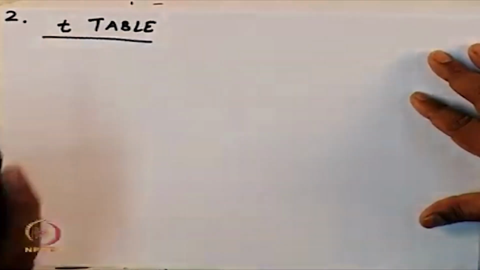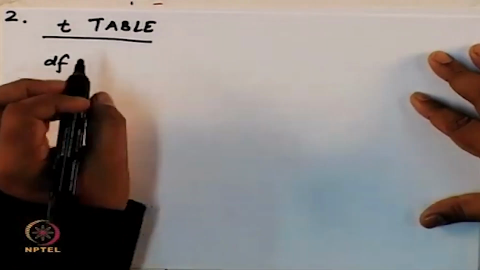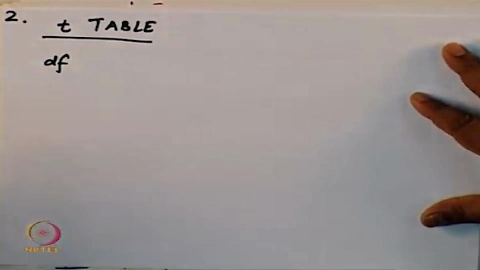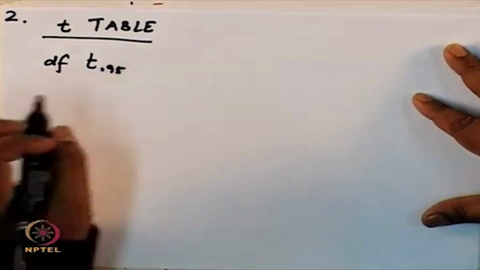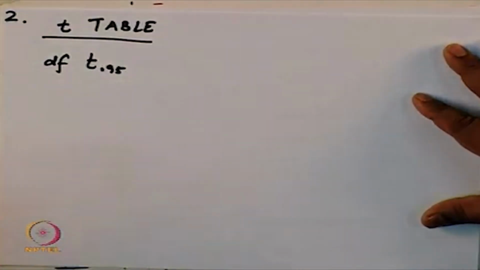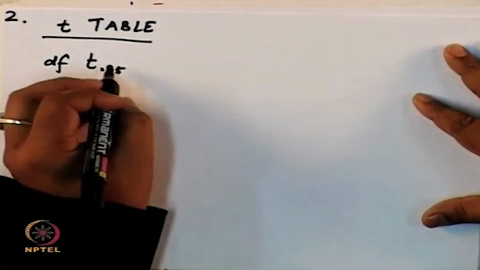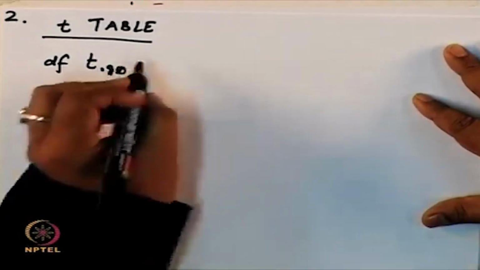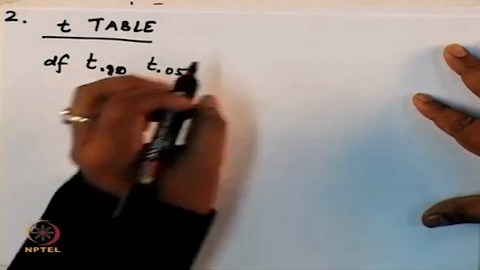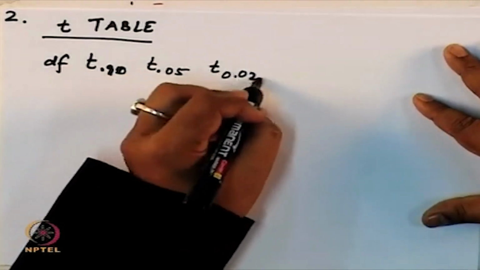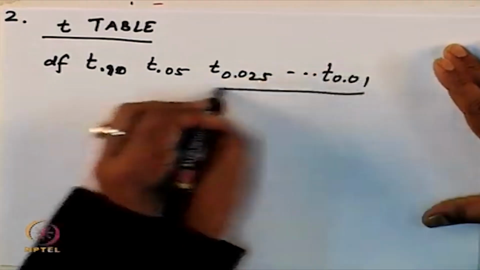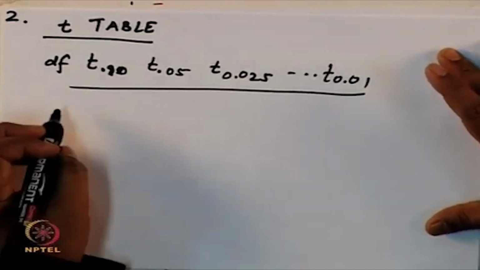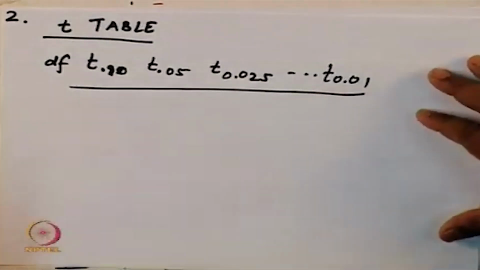where you have df and then various t values, t of 0.1, t of 0.05, t of 0.025, and so on. So, the t table actually gives you the area for the upper tail only.